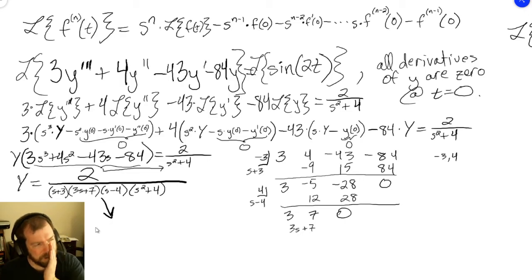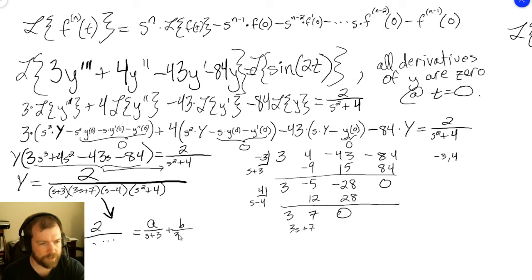So 2 divided by all these things is going to be equal to A over s plus 3 plus B over 3s plus 7 plus, this looks too much like a 5, but we gotta suck it up for now, C over s minus 4 plus, this one is a little bit awkward. Remember that because it can't be factored into nice terms, or rather the terms that we're going to have are imaginary, so don't do that.